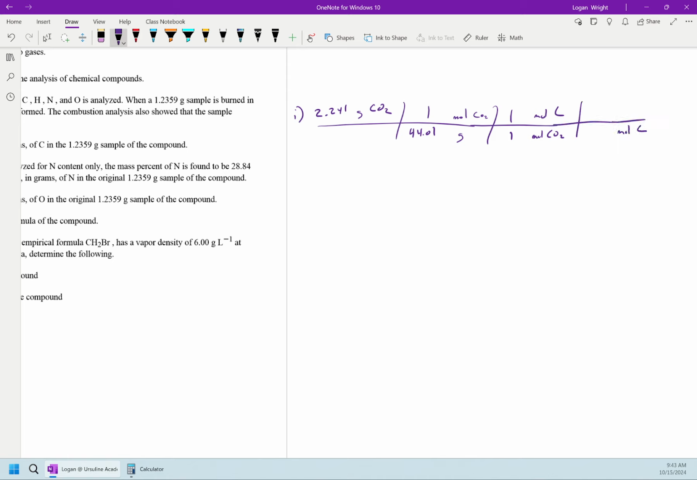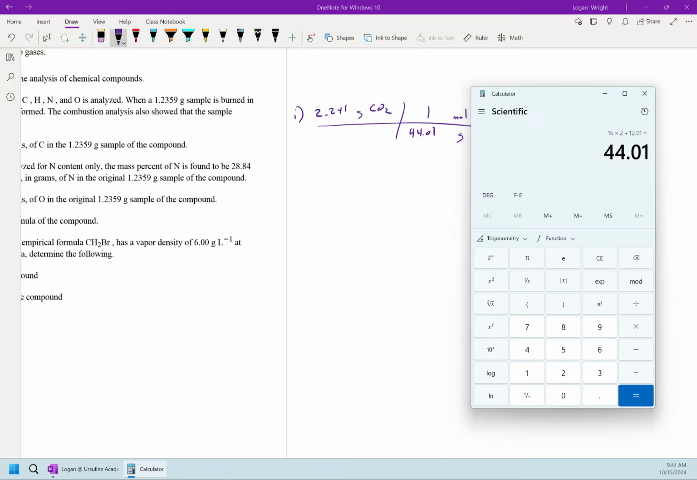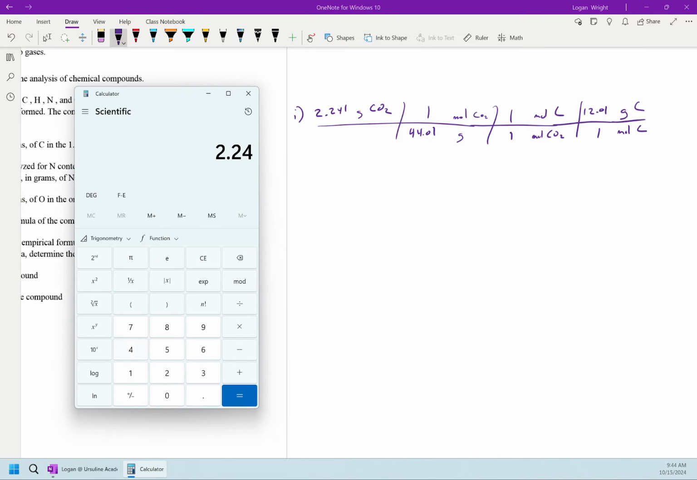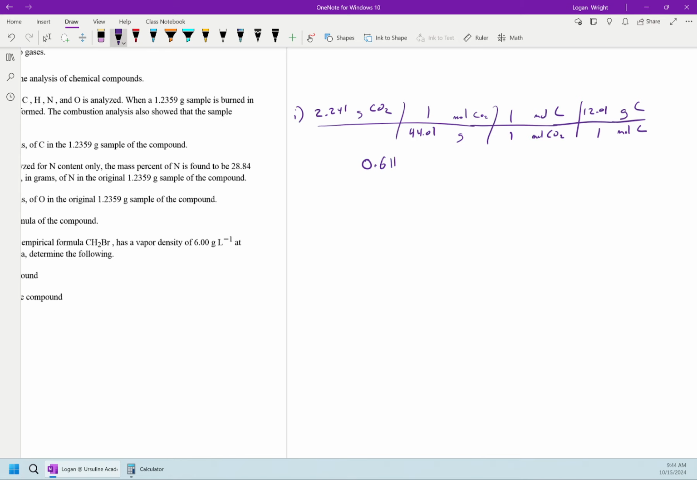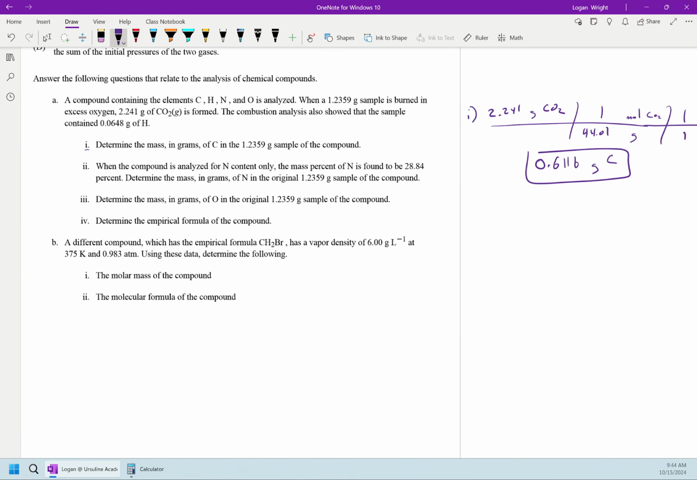And now that I have moles of carbon, I convert it to grams of carbon. 1 mole of carbon weighs 12.01 grams. When we do the math here, 2.241 divided by 44.01 times 12.01, I get, let's use 4 sig figs, 0.6116 grams of carbon in my original sample. So now I know if I were able to take the individual elements out of my original molecule, I would have that much carbon and 0.06 of hydrogen.